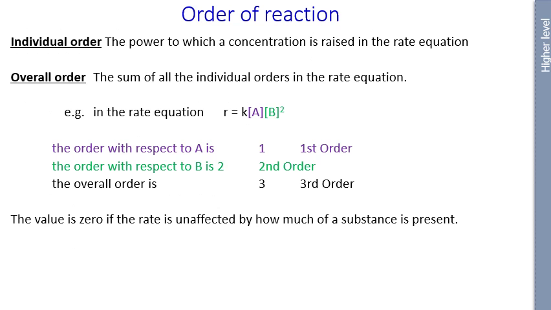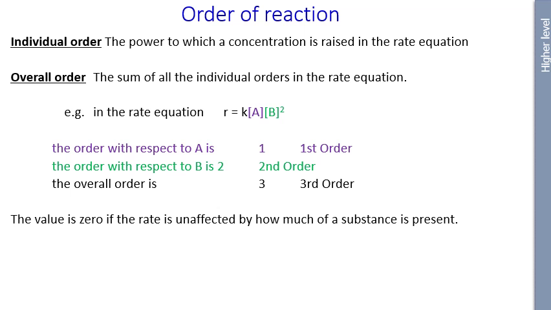So in terms of the order of a reaction, it's basically in 2 parts. The individual order is the power to which the concentration is raised in the rate equation. If you see just the concentration of A, it's actually the concentration raised to the power of 1, but we don't really put 1 in the equation. And the overall order is the sum of the individual orders in a rate equation.